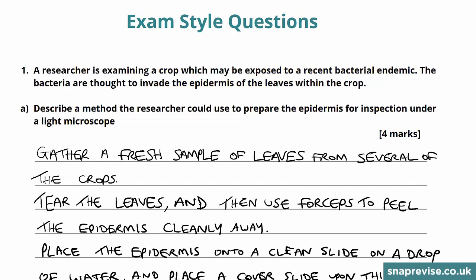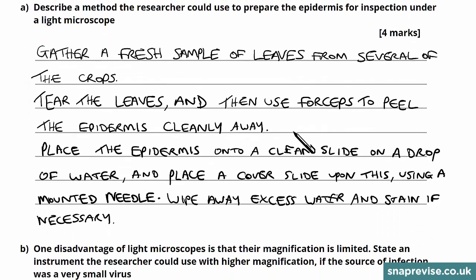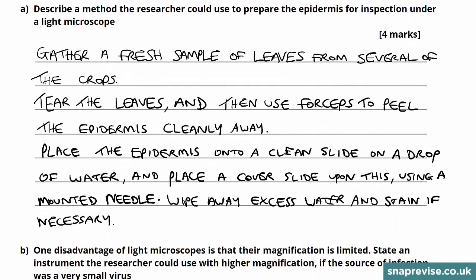So let's look at what I've written here. The first thing I've said is gather a fresh sample of leaves from several of the crops. Writing the idea that you've got leaves from several crops is a good start. Taking different samples is good because it covers a range of plants where some might be infected and some might not, so we've covered good ground there. We then tear the leaves and use the forceps to peel the epidermis cleanly away. Mentioning forceps and peeling the epidermis off would be another mark here.